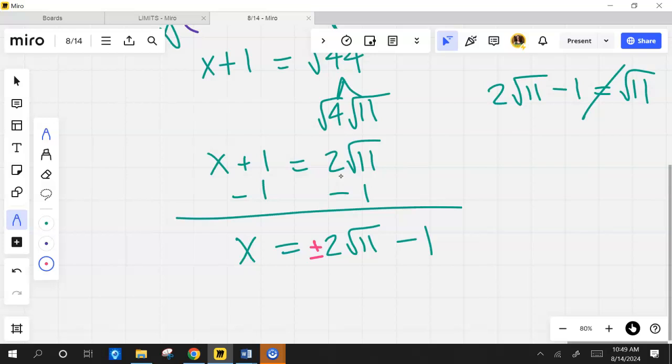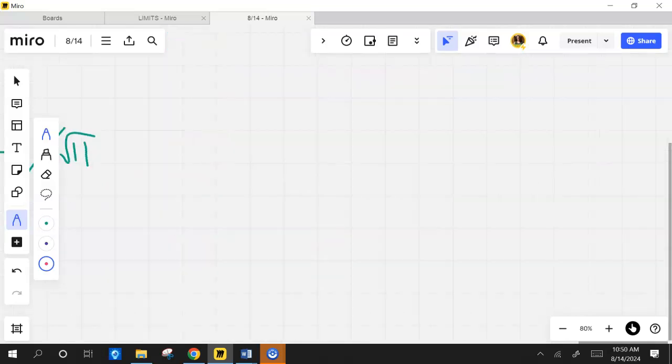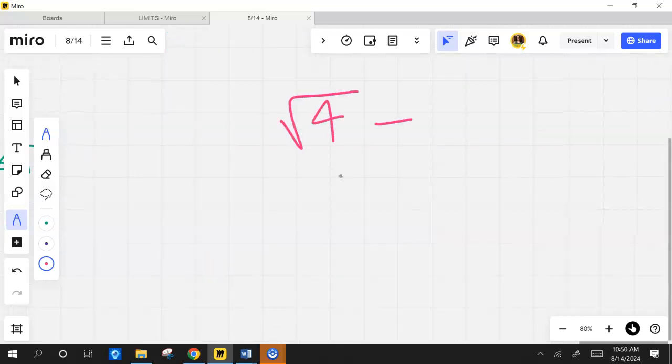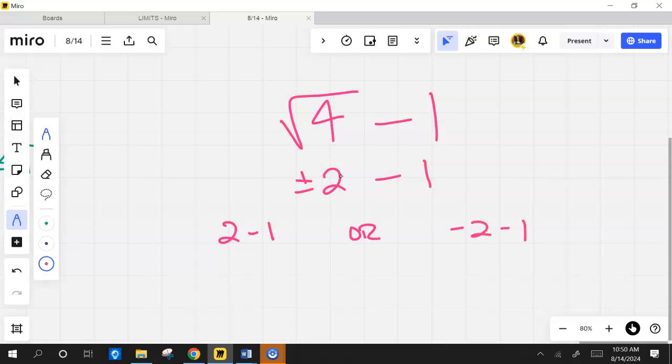Okay. So if I had something that looks like this, I know that this is 2, but I wouldn't do 2 minus 1 and then do the plus or minus. The plus or minus would have to come at this point in time. So what this becomes is 2 minus 1 or negative 2 minus 1, and that's how I get my 2 answers. So sometimes I have to split them a little bit differently. Does that make sense? Only, yep, exactly. Only the number that has the radical. Tell me what you think.